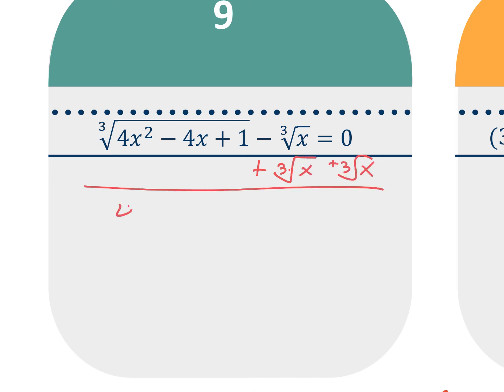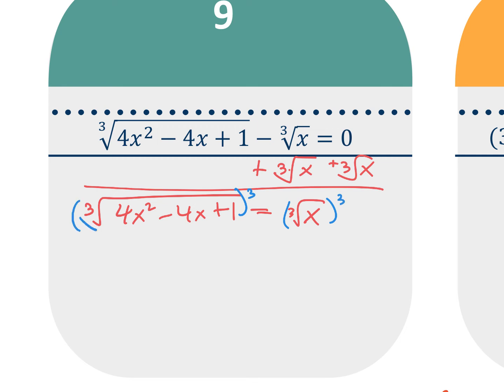So then I'm left with 4x squared minus 4x plus 1. And this is a cube root. So now to cancel the cube root, what I'm doing is cubing both sides. So raise it to the third power. But on this problem, it's just canceling the radical from both sides. So I canceled it. So now all this comes out.